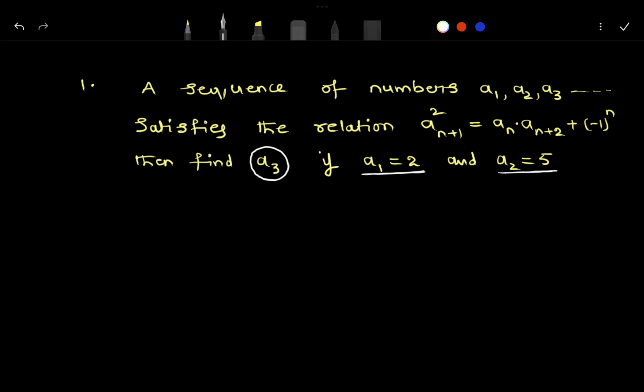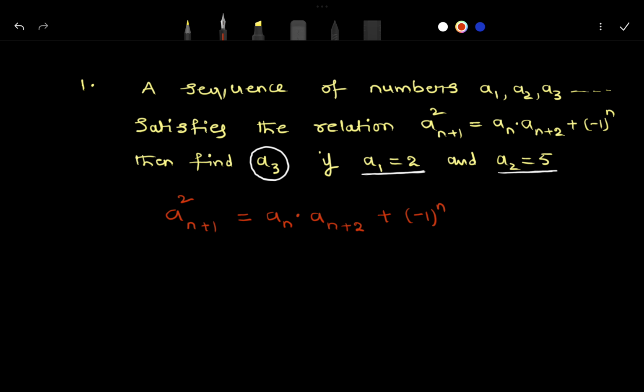See here, what is the given expression? Here the given one is a(n plus 1) whole square. The meaning of this one is that a(n plus 1) whole square is equal to an into a(n plus 2) plus minus 1 whole to the power of n. So this is the given relation between the terms. Now one more given condition: a1 is equal to 2 and a2 is equal to 5. Now you want a3.